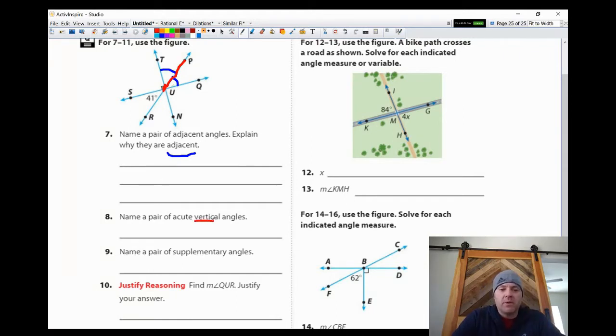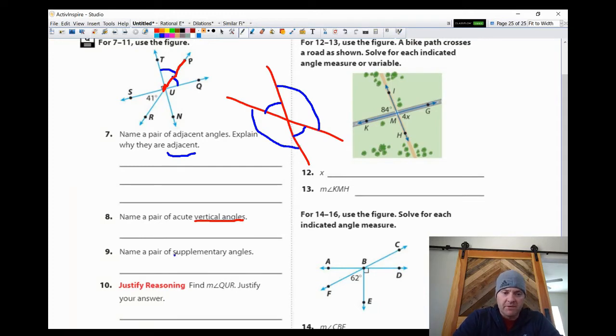Vertical angles are two angles that are formed when lines intersect, and it's the opposite angle. So if I have two lines that cross like this, my vertical angles are going to be this one here and this one here. And then this bigger angle right there and this bigger angle are also vertical angles.